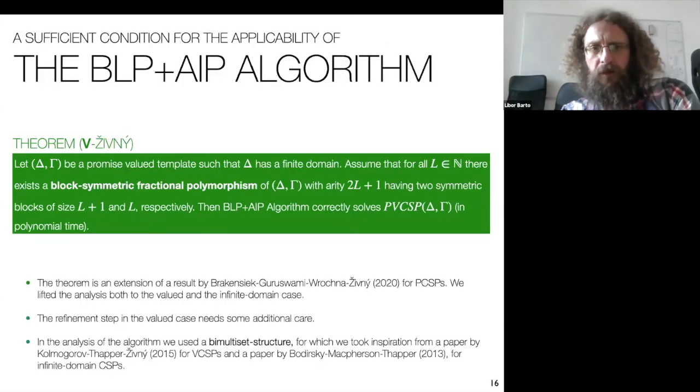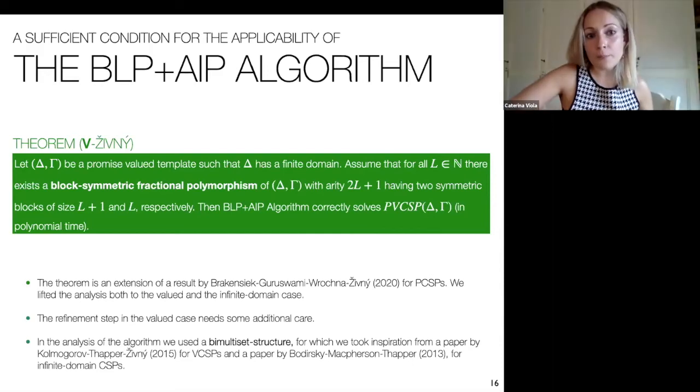In the statement, for every odd arity, you have two blocks of size L and L plus one. I know that in the original PCSP result, you may have just block symmetric polymorphisms where the size of the minimal block grows to infinity, and then it somehow follows that you have such block symmetric polymorphisms with two blocks for every odd arity. So I assume the same is true here, or is there any issue?